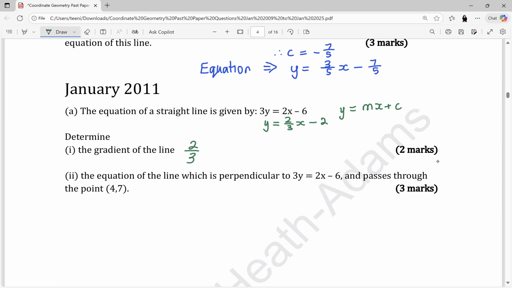That's the gradient. Okay. The next part of the question: we have to determine the equation of the line which is perpendicular to 3y is equal to 2x minus 6 and passes through the point 4, 7. So a useful piece of information here, and I think part of the key piece of information here, is that it says this line that we're trying to determine the equation of is perpendicular to this one, right? What do you guys know about the gradient of perpendicular lines?